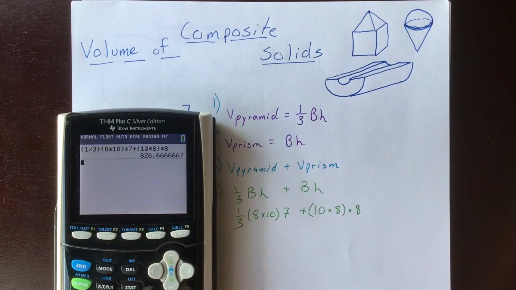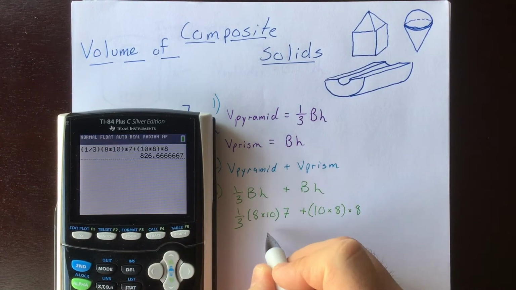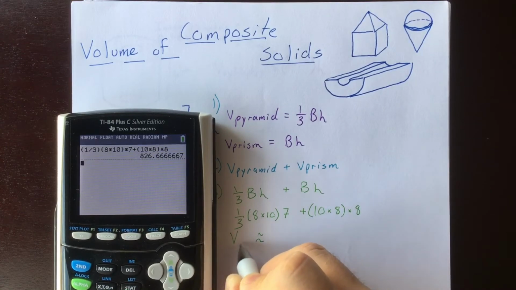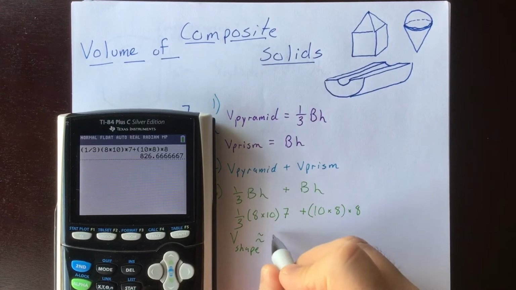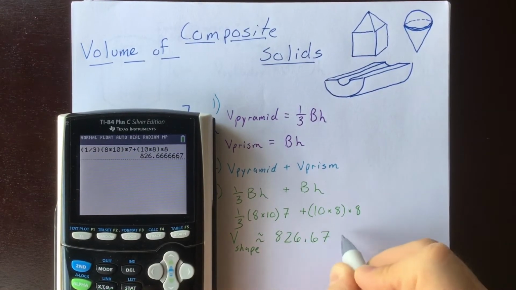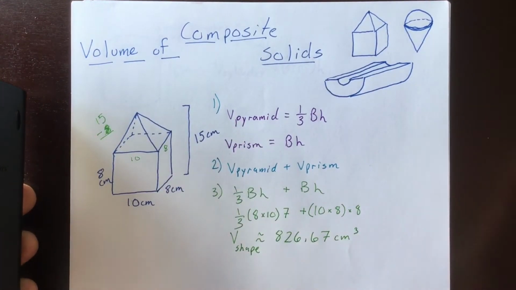Okay, we're good. So we hit enter, and we are going to be having a volume of our shape of approximately 826.67 centimeters cubed. All right.